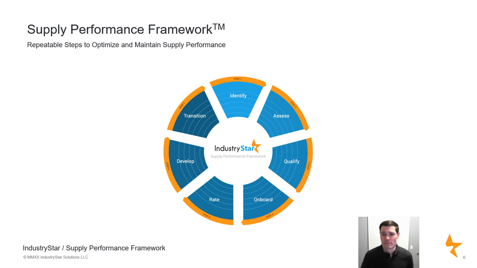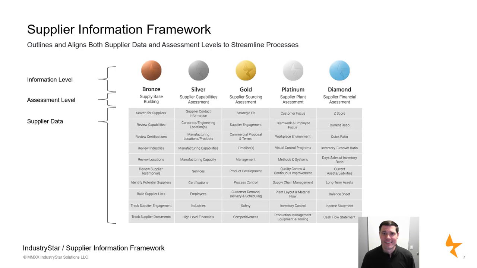Step 7, transition suppliers professionally when a program finishes and/or they underperform. Relationships with people matter, so it's best to leave a positive impression because you might end up working with the same company or individuals again.